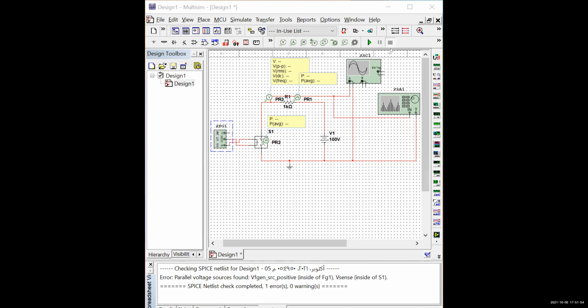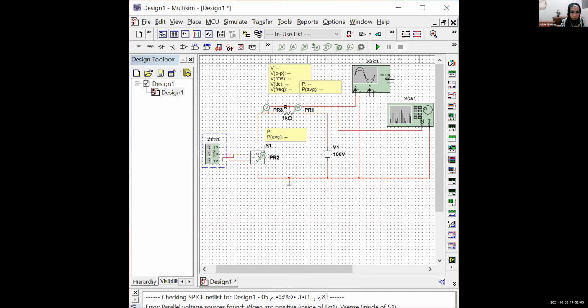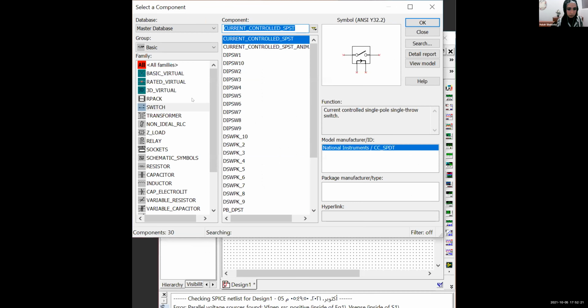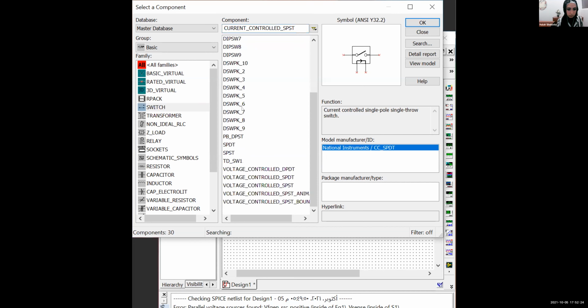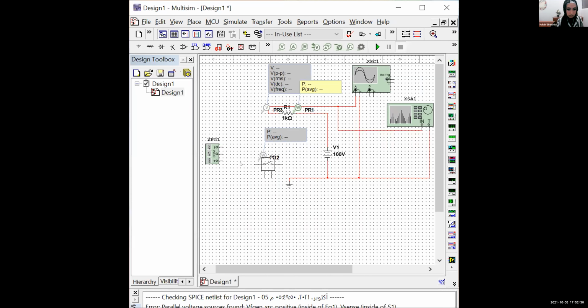Abdullah, please share your screen. Okay, can you go to options at the top and remote control. Abdullah Al-Otaibi. This one is wrong. You will go to place basic, switch, go down to voltage control SPST, click on it.